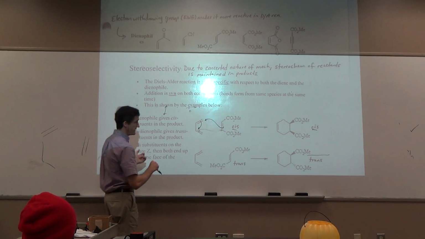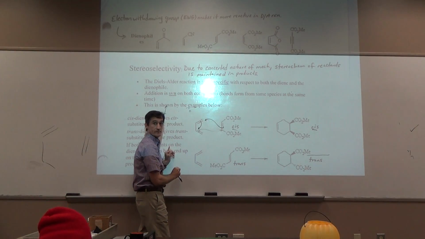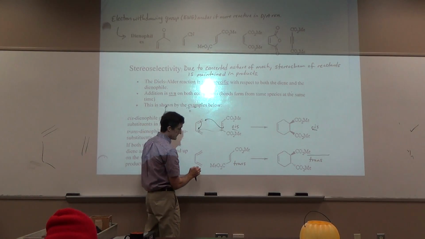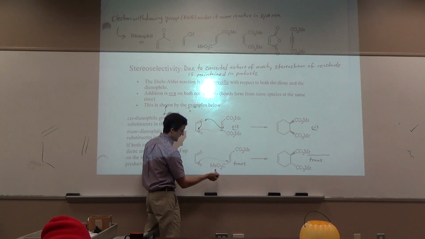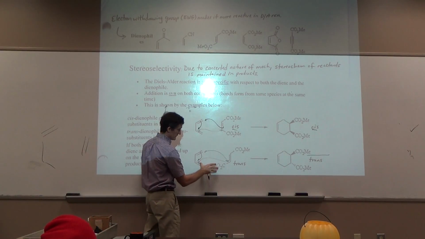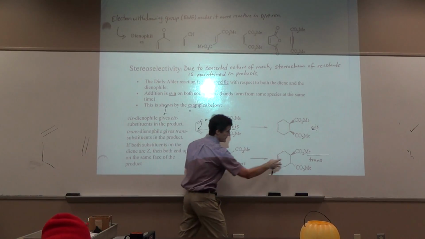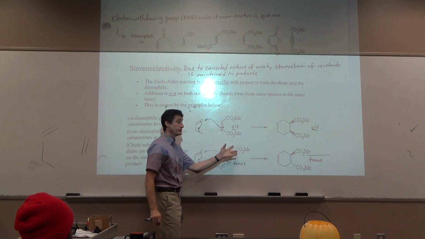For example, look down here. Here we have the same reaction, except our dienophile is trans. Well, it can still zip together. This looks like it's in the way. 4 plus 2 is 6. Pi bond here, 6, pi bond here. These 2 groups are going to be trans.